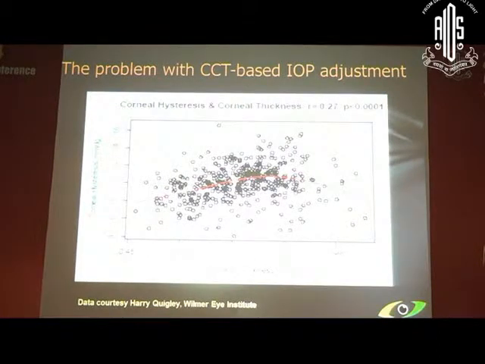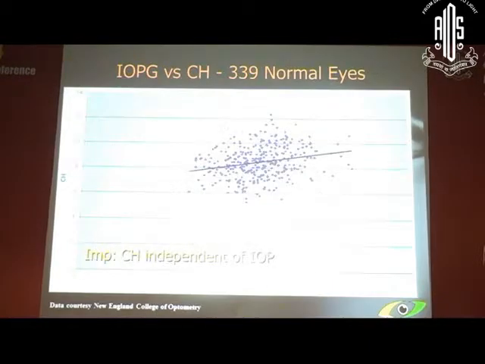Look at the plot between, in a normal population, the corneal thickness and the corneal hysteresis. No relationship whatsoever. So the hysteresis is independent of thickness. The thickness may vary from 450 to 650 microns, and you have a huge variation in the corneal hysteresis. So it's a concept of the material of the cornea that's important.